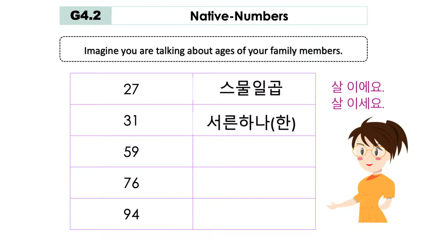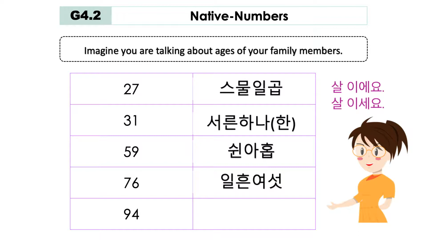If your parents are like 59, for example, then you say 59살이세요. Because you're talking about your parents, 이세요, not 이에요. Let's imagine that you're talking about your grandparents who is 76 years old. Then you probably would say 76살이세요.